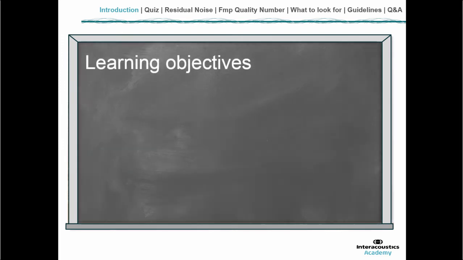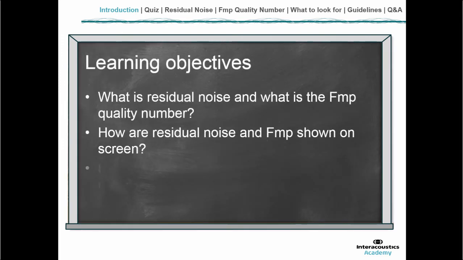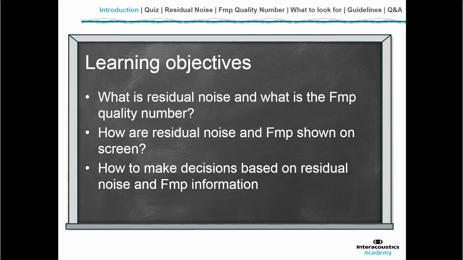Today's learning objectives are: we will talk about what is residual noise and what is the FMP quality number. Then I will show you where in the software you can find this information, and how you look at these different parts of information. And then maybe the most important thing is, how do you use this information when making decisions during your measurement. What I hope you will get out of this presentation is that if you learn how to use residual noise and FMP information, your measurements will go much more quickly, because you make the decisions at the right time without wasting time. Also, you will be more confident about the measurements because you will be more certain about the outcome.